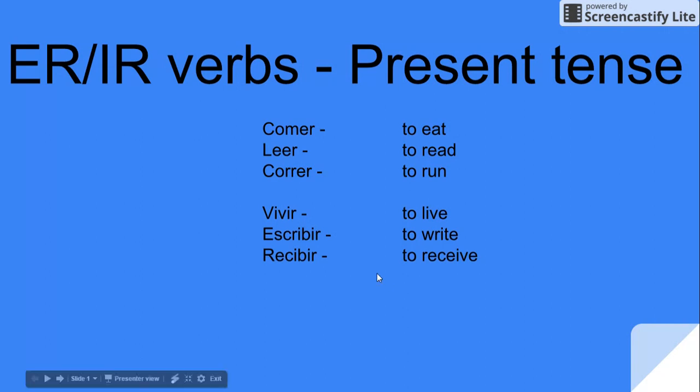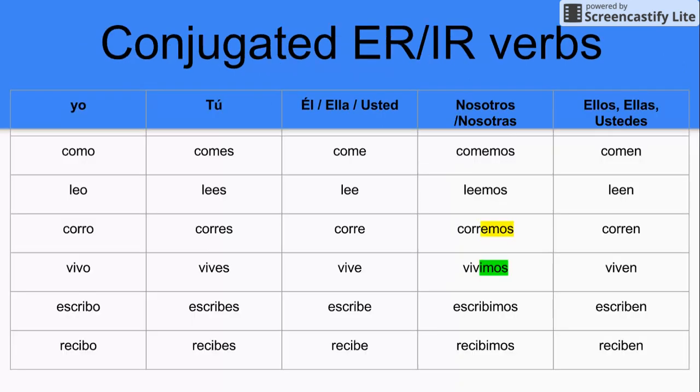So we have verbs like comer, to eat, leer, to read, correr, to run, vivir, to live, escribir, to write, or recibir, to receive. The conjugation of these ER and IR verbs is very similar to what we saw with AR verbs, just we have a slight change.